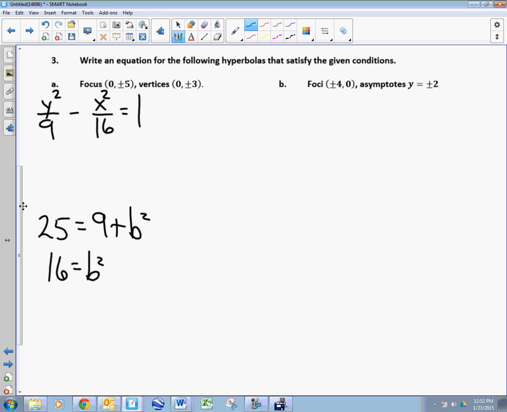Okay. Last one. Foci of plus or minus 4, 0, and asymptotes of y equals plus or minus 2x. Your answer is right here. That's the equation for the hyperbola.